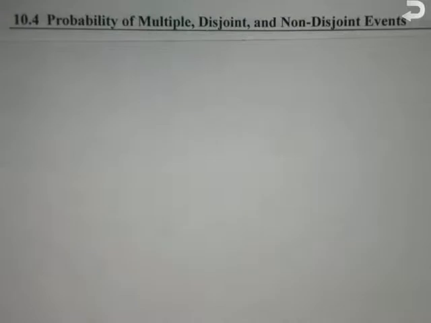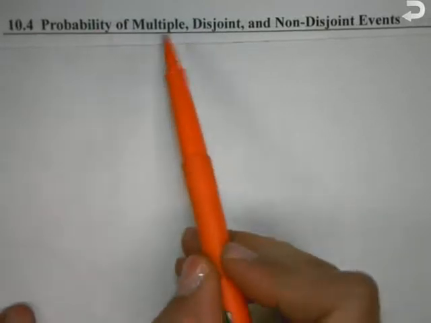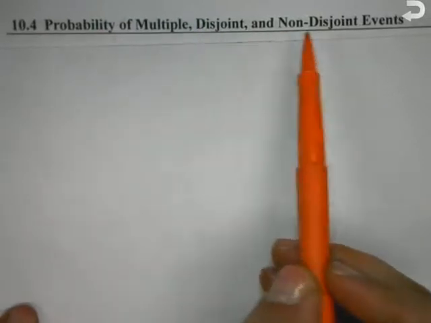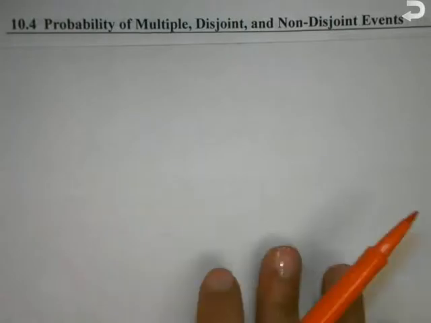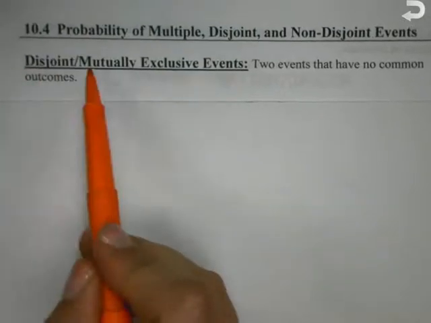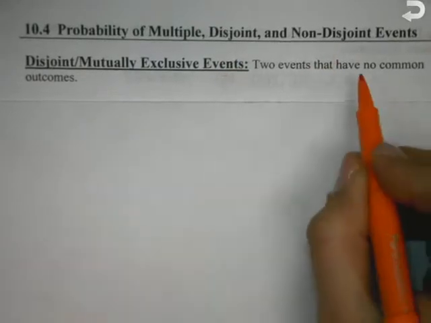So now that we know how to take the probability of a single event, we're also going to look at finding the probability of multiple, disjoint, and non-disjoint events occurring. So what we want to know first is what is a disjoint event. A disjoint, or mutually exclusive, event is two events that have no common outcomes. So there are no possible outcomes in common for these events.